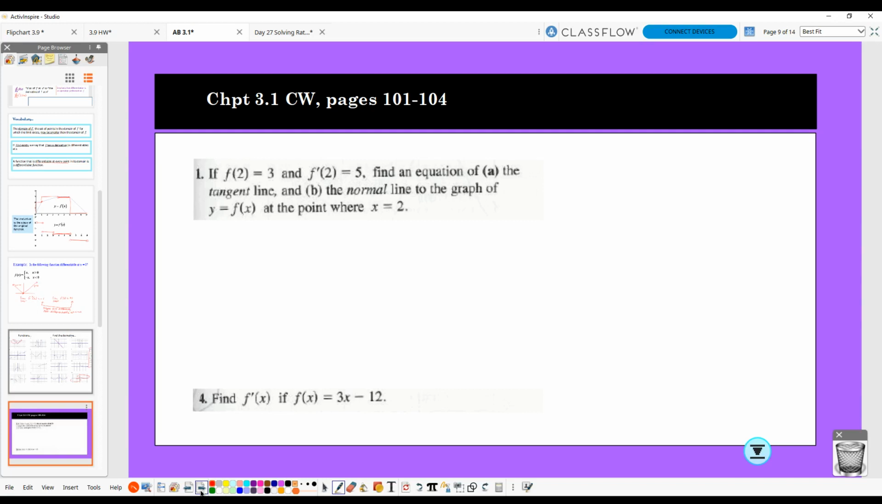These are the textbook problems that I would like you and your partner to work through. So pause the video and give it a try.